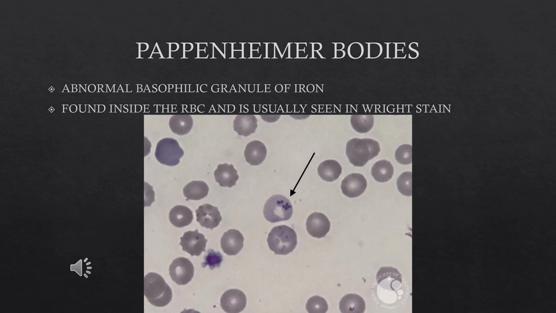Last, we have our Pappenheimer bodies. This is an abnormal basophilic granule of iron. It is also found inside the RBC and is usually seen in your Wright stain. This is what it looks like in your Wright stain.